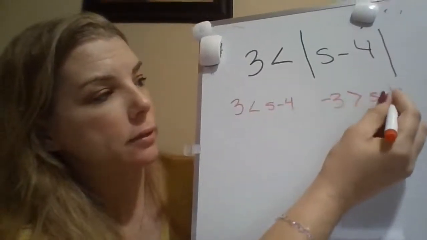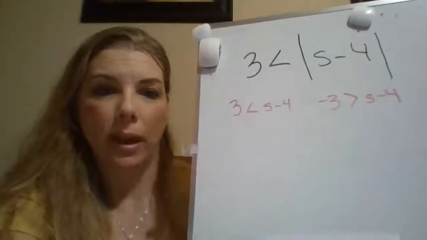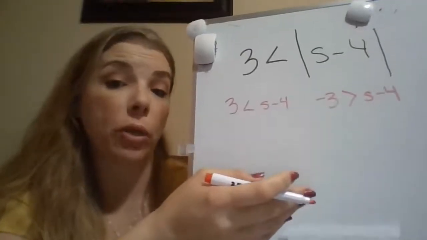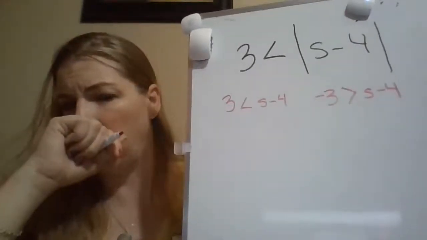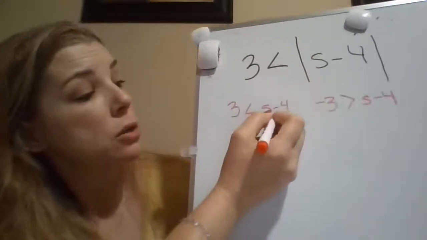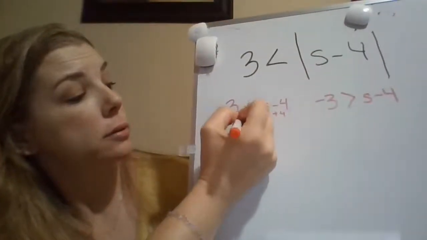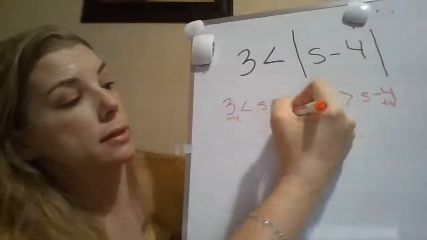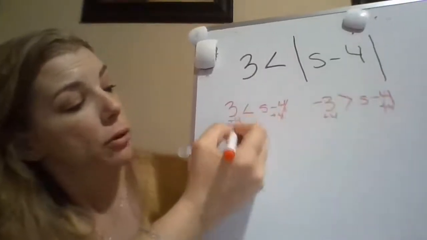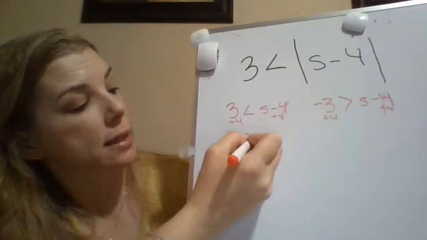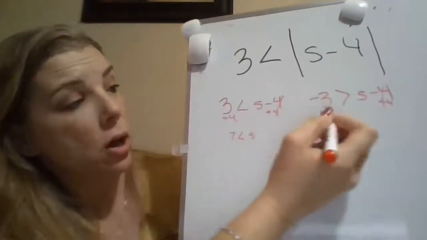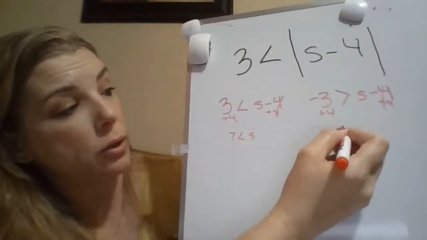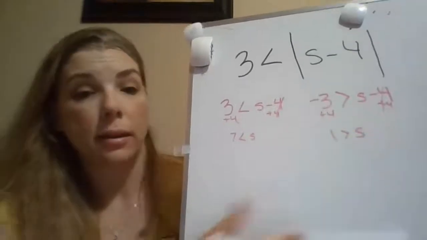S minus 4. Okay? Now you just solve these both individually. So we're going to add 4, do the same thing over here. These cancel. So on this side, we have 7 is less than S. On this side, we have 1 is greater than S.